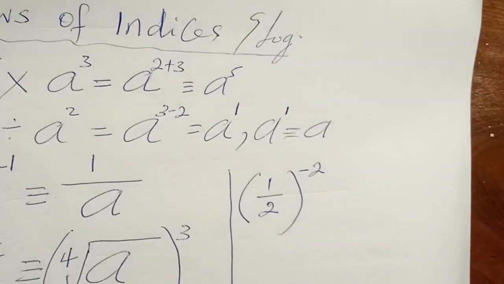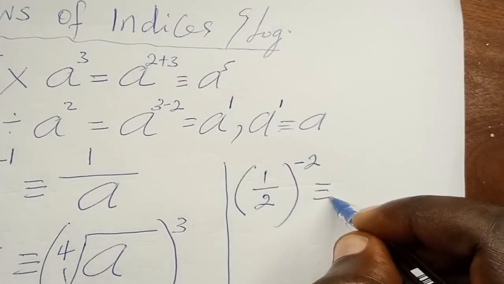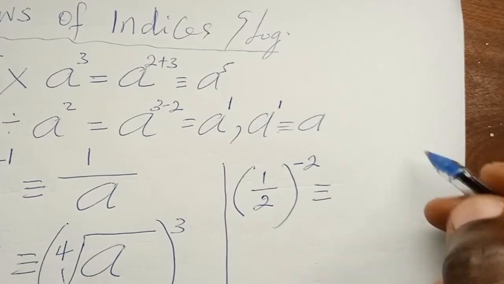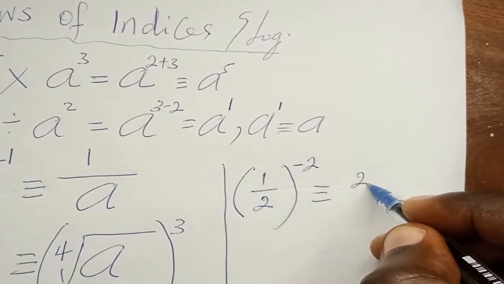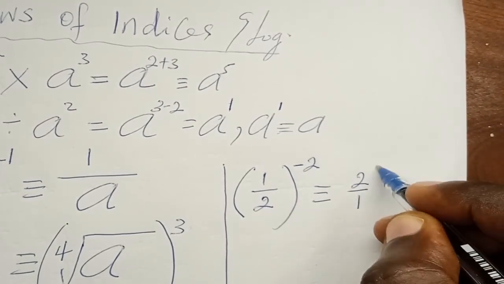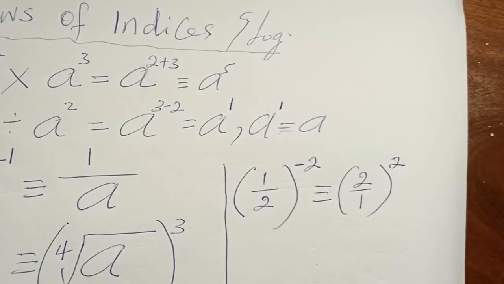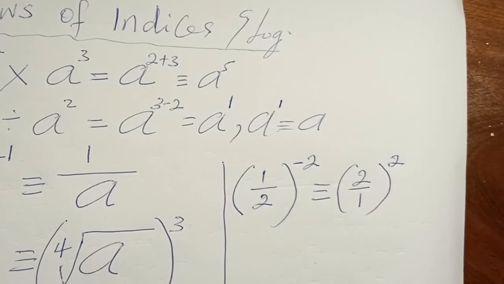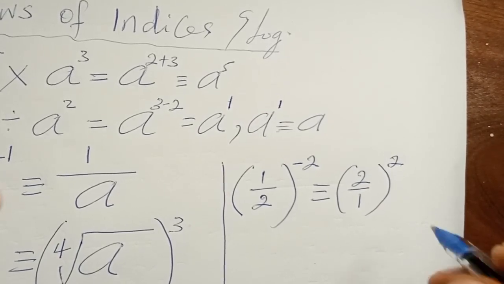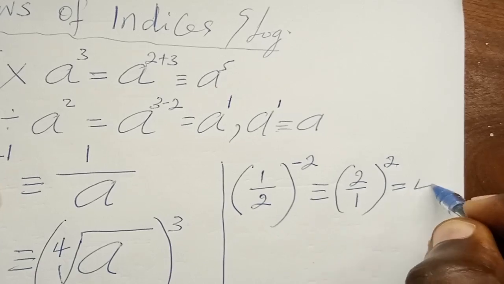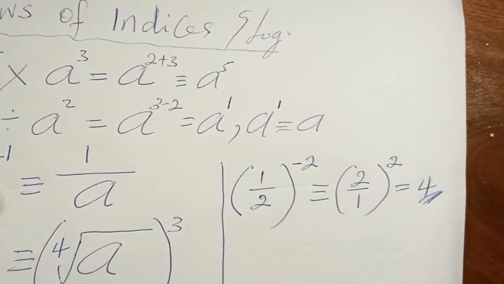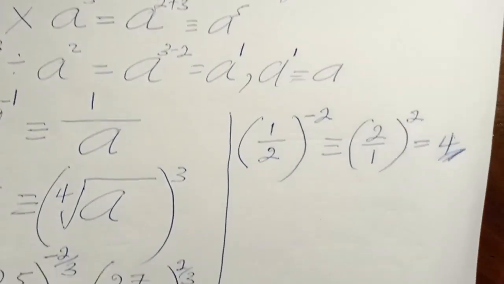So what we are going to have here is the same as bringing 2 upward and 1 downward, then the sign is going to be plus without the negative. So it is (2/1) squared, and 2/1 is still 2, and 2 squared is 4. So the result is 4. That is one of the example cases here.